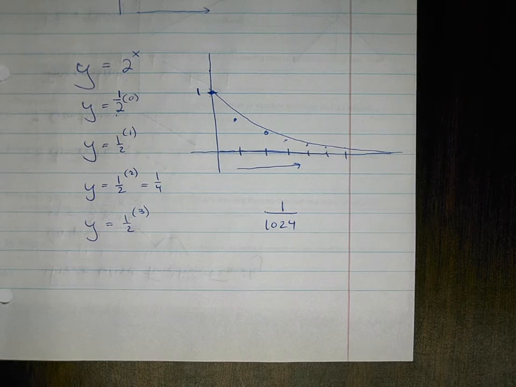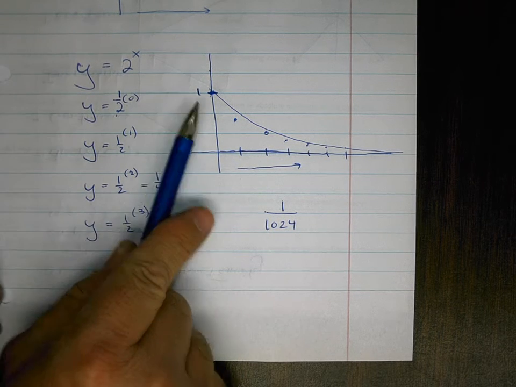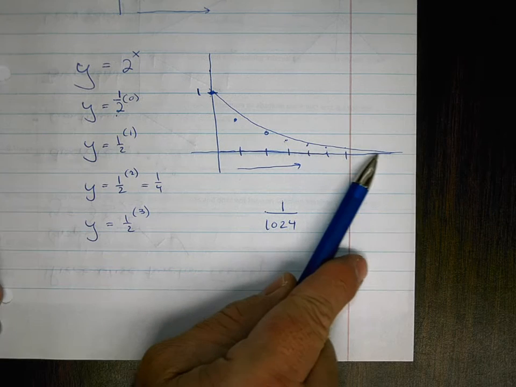Eventually, it might be 1 over 10 million. Okay, we couldn't see that. Not even probably with a microscope. But there's still a tiny little space there, isn't there? Okay, so this continues to decrease over the entire interval. It's an exponential equation.